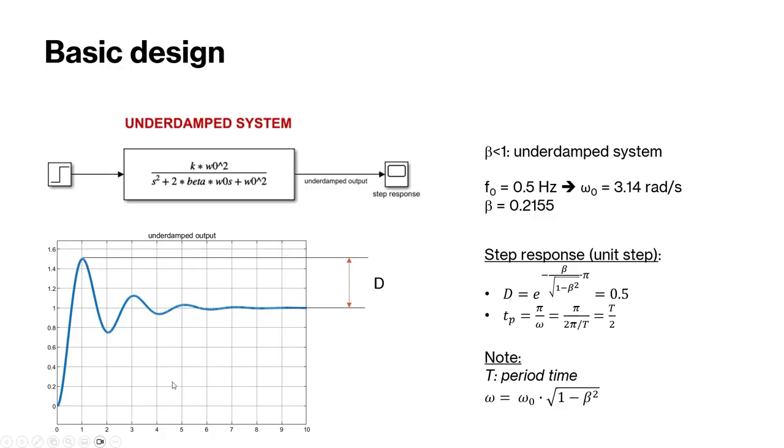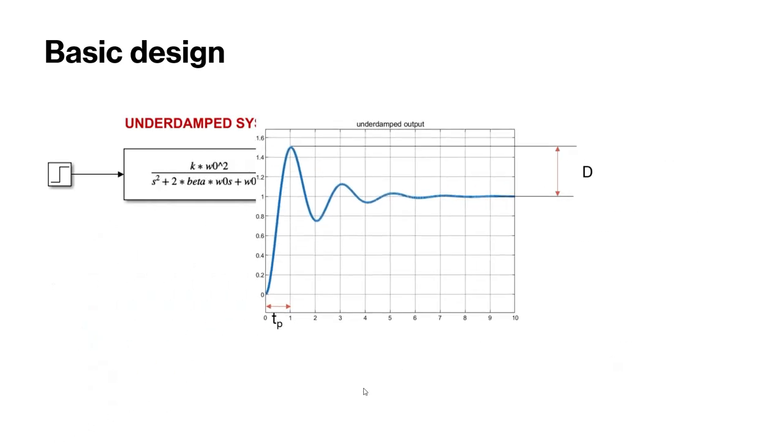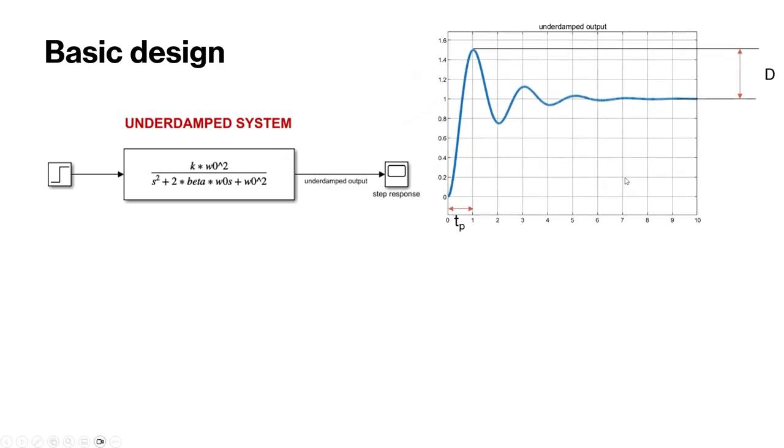We also can define the peak time, which is the time the overshoot occurs. That time, the peak time, can be calculated by doing the division of pi over omega, which is equal to the period time, capital T, over 2. And remember that omega is equal to omega 0 times the square root of 1 minus beta squared. So now we have this is the overshoot and this is the peak time.